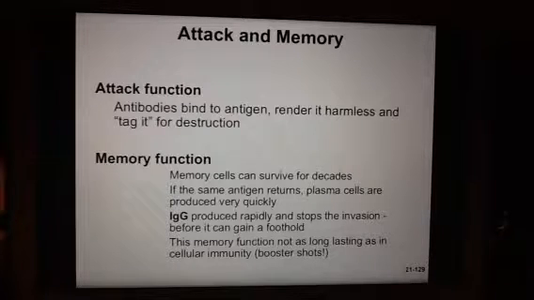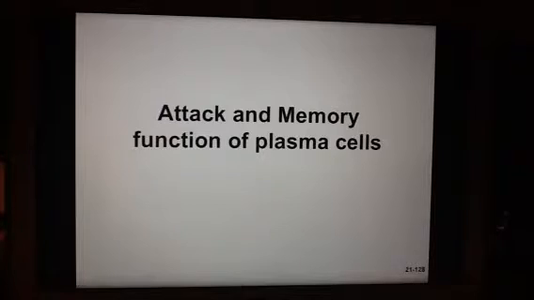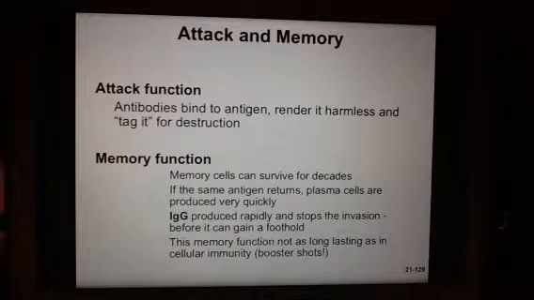Okay, so from recognition, we're moving into attack. This is specifically attack of the plasma cells. The antibodies are going to bind to the antigen and render it harmless, and then tag it for destruction. So they are going to, from there, keep a memory of what that antigen is. If that antigen returns, the plasma cells are produced very quickly and arrive at the scene.